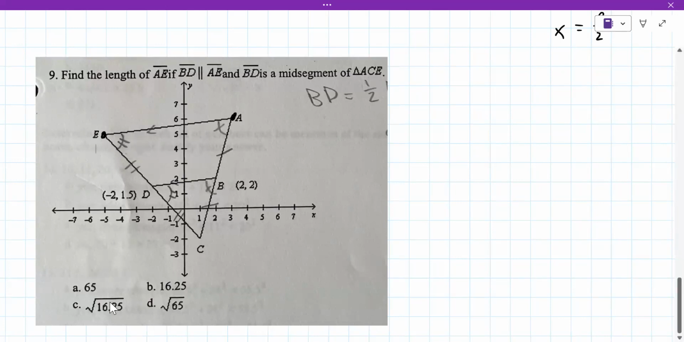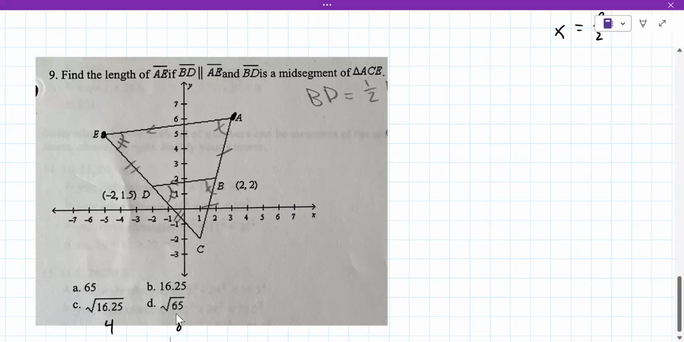Like, count it. C is about 4 and D is about 8. So you can kind of count and just be like, yep, looks like it's D. You don't have to do the distance formula, even though you should. That's the right way to do it. But your final is multiple choice, so you can do it the way that you need to get the right answer.